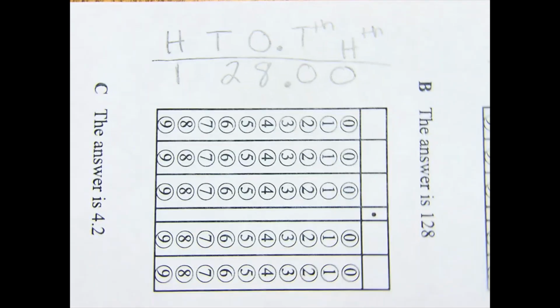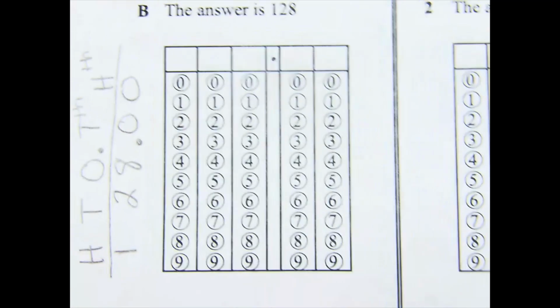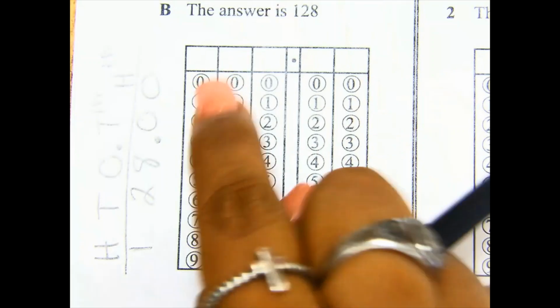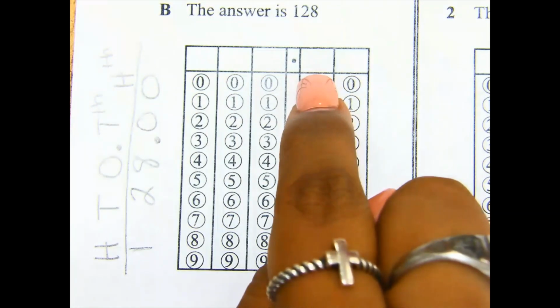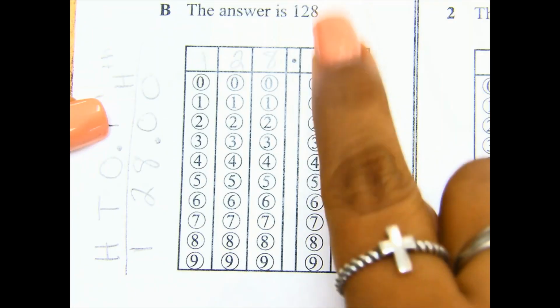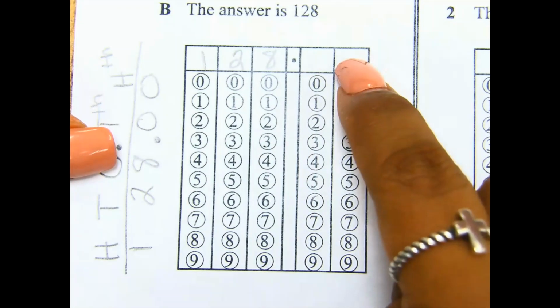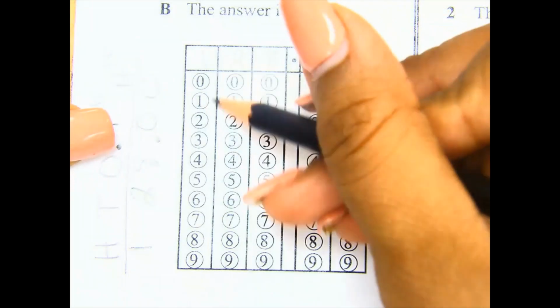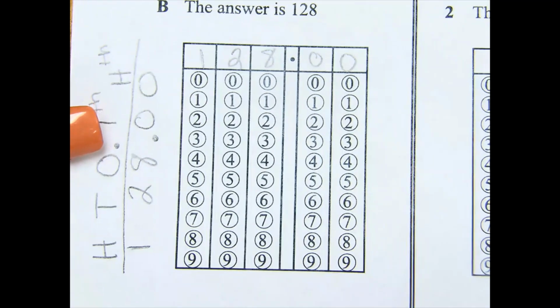Now I'm going to put that into my Gridable exactly how I saw it. So here I have hundreds, tens, ones, my tenths, and my hundredths. So in my hundreds, I had a 1. In my tens, I had a 2. And my ones, I had an 8. Now here in my tenths and hundredths, I had zeros. So again, I'm going to go to each one and bubble in as I see it. So I have a 1 in my hundreds, so I'm going to go ahead and bubble in a 1.